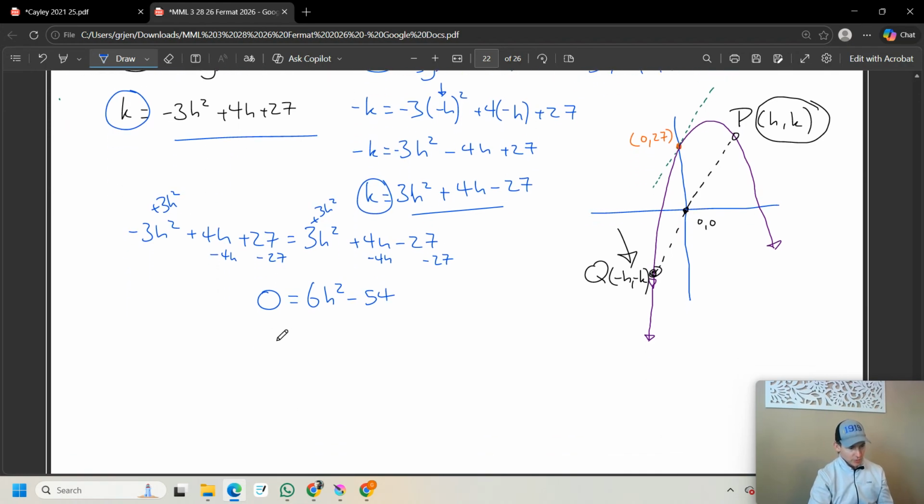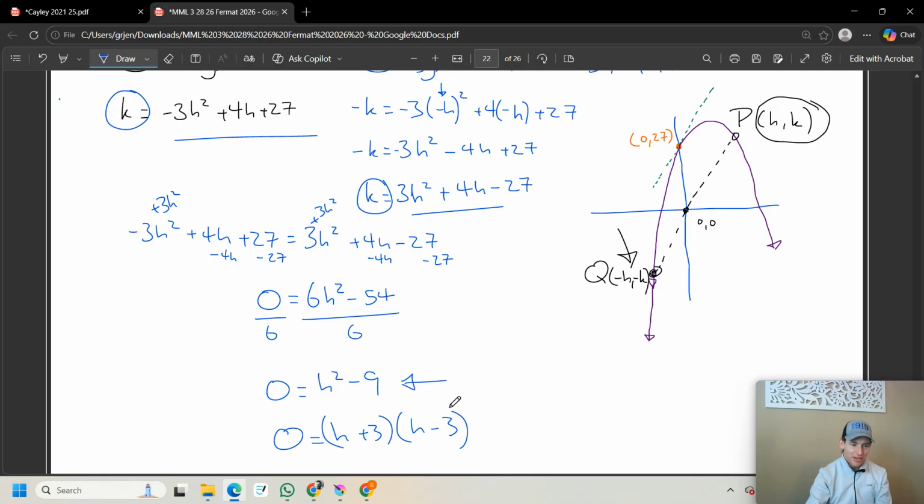Dividing both sides of the equation by 6 gives you 0 is equal to h squared minus 9. And that gives you 0 is equal to h plus 3 times h minus 3. This factorizes as a difference of squares. Isn't that pretty? Wouldn't you know it, this one here is at minus 3 and this one here is at 3. Okay, so we now know that point P is 3 comma k. And point Q is negative 3 comma negative k. Cool. Let's go ahead and evaluate what k is now.